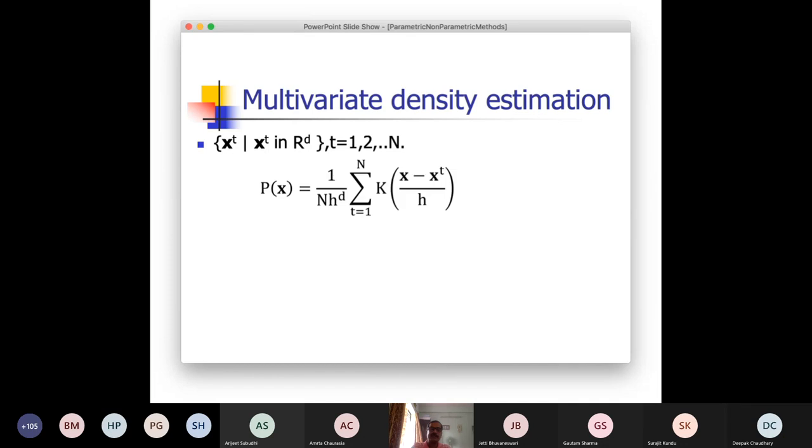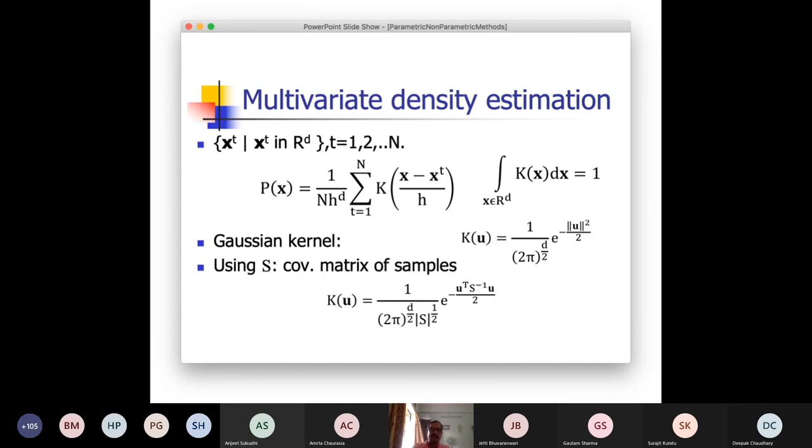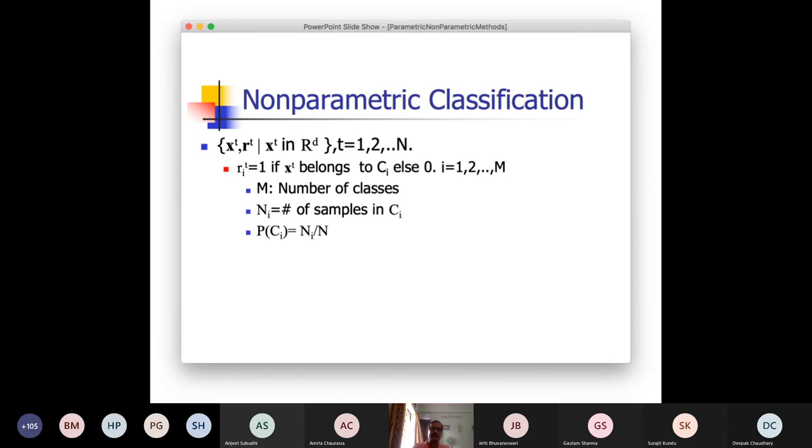Multivariate density estimation means when you have a multidimensional space, instead of h you consider the volume, h to the power d, instead of a simple width, but the rest remains the same, and you always consider that the integration of the kernel is 1, like the Gaussian I said. A Gaussian kernel looks like this, right? You can also use a covariance matrix. You can use it for the discrete case like this. So this is how the k nearest neighbor works.